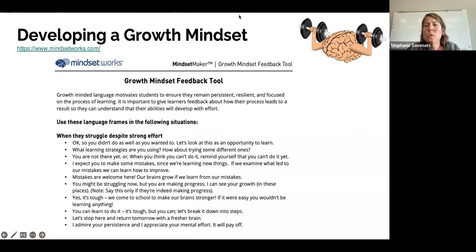There are some tools that can help with this. This growth mindset feedback tool will be on the resource page. These are just some phrases or talking points you could use with your students. You could maybe make these into a poster that you display in your classroom and just make it your norm to provide feedback in a way that develops a growth mindset. So saying things like, I admire your persistence and I appreciate your effort. It will pay off.